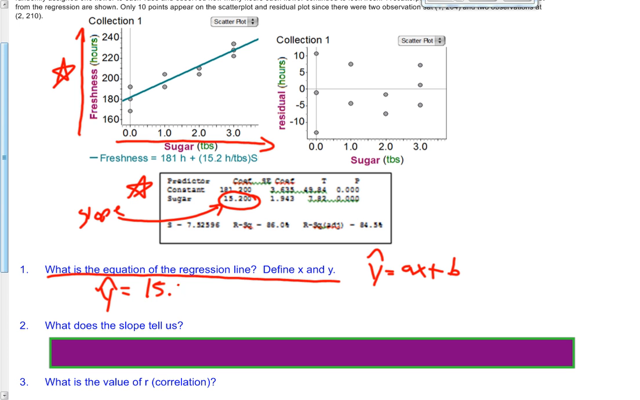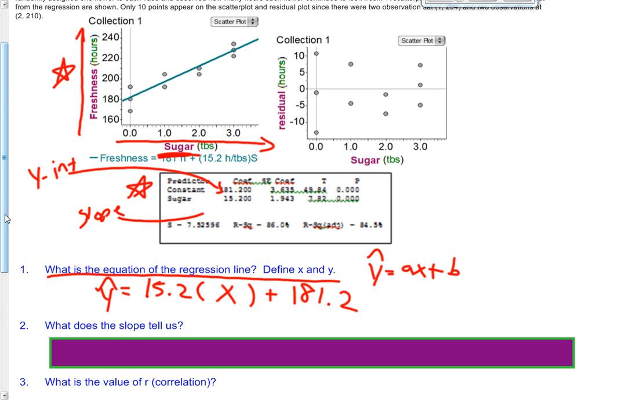So 15.2 multiplied by our x, and our x in this case is going to be sugar. We'll define that in just one moment. And then we're going to add the y-intercept. So plus this y-intercept is, I believe that says 181.2. Right here is our y-intercept, plus 181.2.